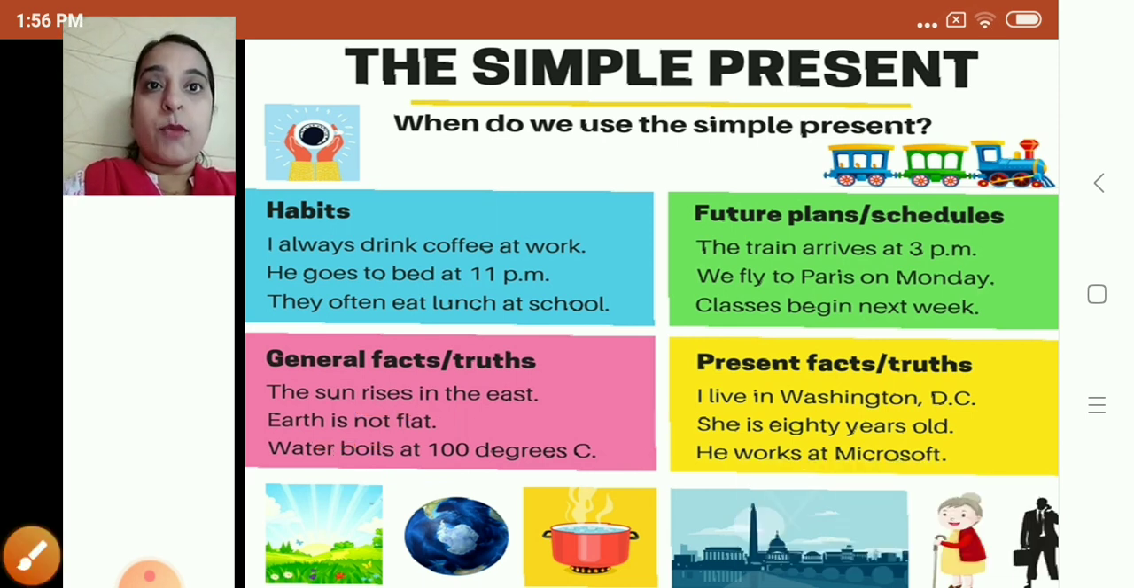Now when we talk about future plans or schedules, the train arrives at 3 p.m. We fly to Paris on Monday. Classes begin next week. So this is about future plans or schedules. Then the present facts or truths. I live in Washington, D.C. She is 80 years old. He works at Microsoft. So children, here we talk about the usage of the simple present tense, that is, when we use the simple present tense.